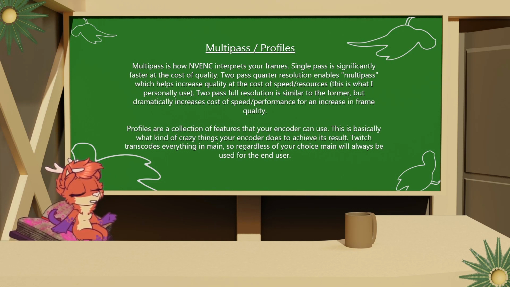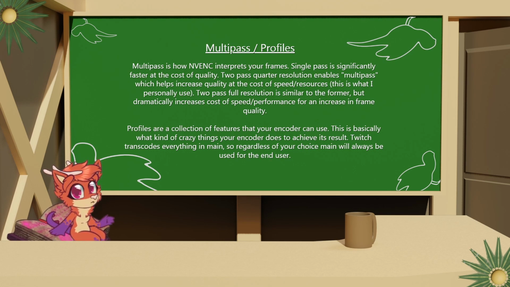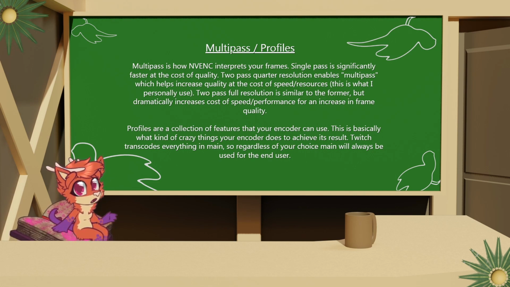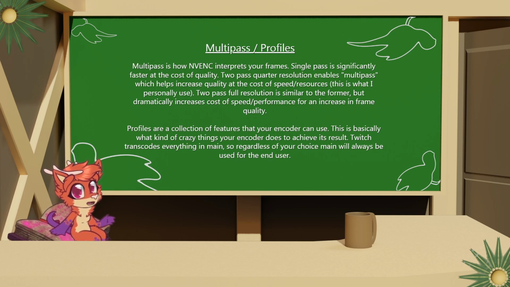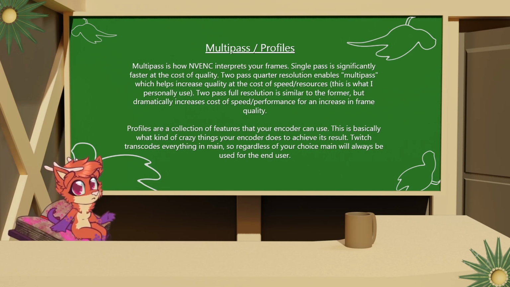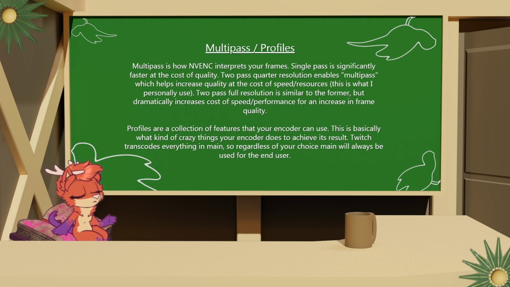Profiles are a collection of features that your encoder will use. This is basically what kind of crazy things your encoder can do. Twitch transcodes everything into main, so regardless of your choice, main will always be used for the end user. Sometimes it's better to use baseline. Sometimes it's better to use high, depending on what kind of relay services or etc. you're using, but Twitch will encode everything into main. Before it goes to the user, it's main. So it doesn't matter, really. If you find success on one, that's great. There are some weird compatibility issues, but I'm not getting into that. It's fine.